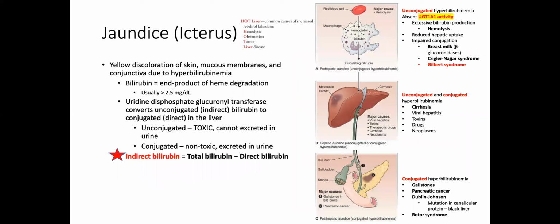So jaundice or icterus, which is yellow eyes, a way of remembering how we get jaundice is HOT liver: hemolysis, obstruction, tumor, and liver disease.